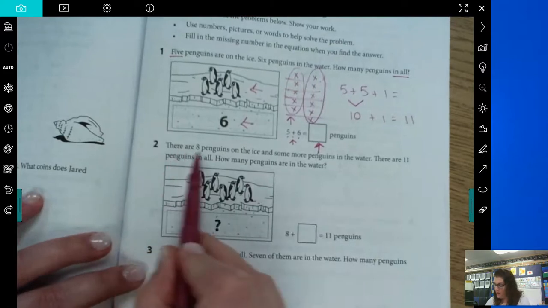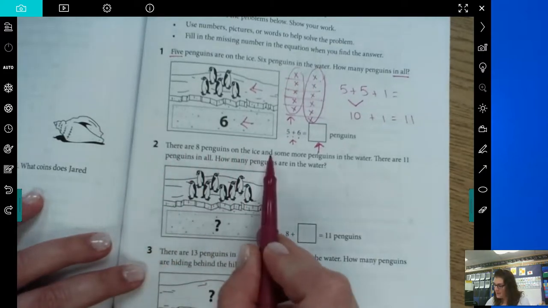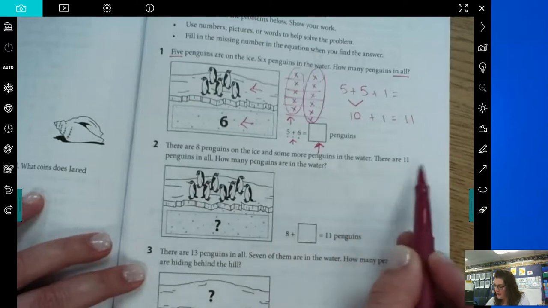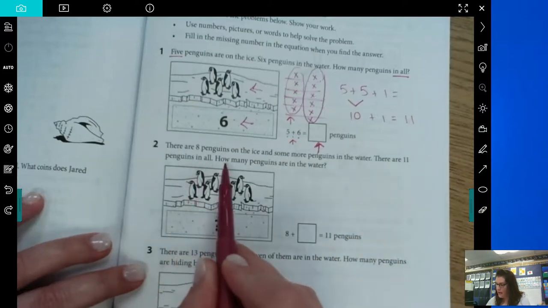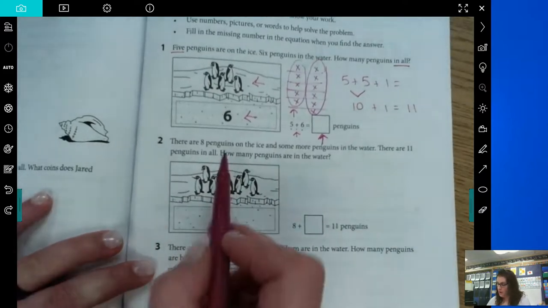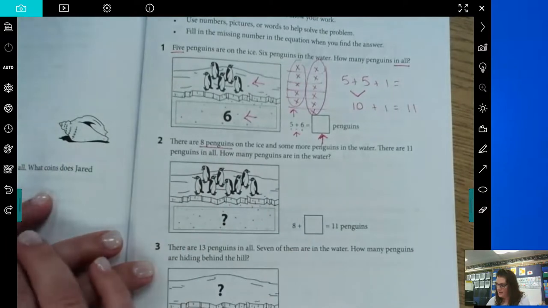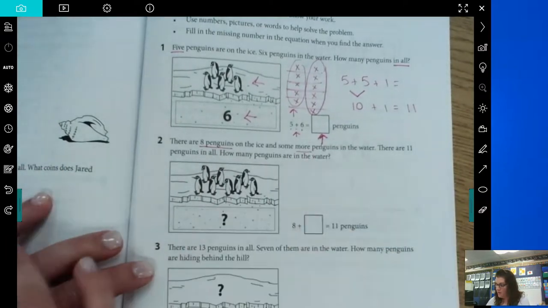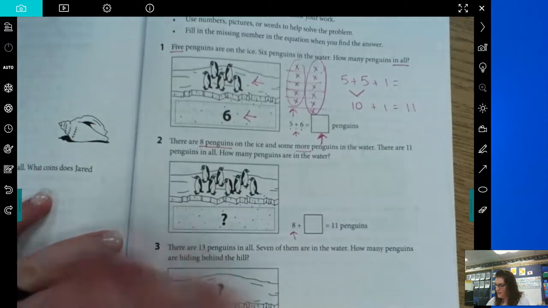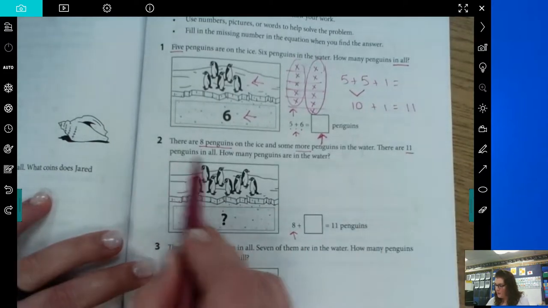It says, there are 8 penguins on the ice and some more penguins in the water. There are 11 penguins in all. How many penguins are in the water? So there are 8 penguins on the ice and some more penguins in the water. So here's our 8 that are on the ice. There are 11 penguins in all.